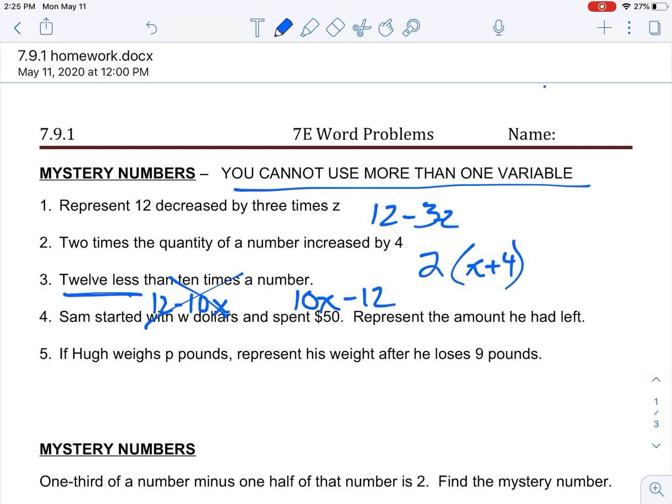Sam started with W dollars. He spent 50, so the amount he had left would be this, W minus 50. And Hugh weighs P pounds, so represent his weight after he loses 9 pounds. So we'd have P minus 9. Again, that's very different than 9 minus P. That's not the same thing.